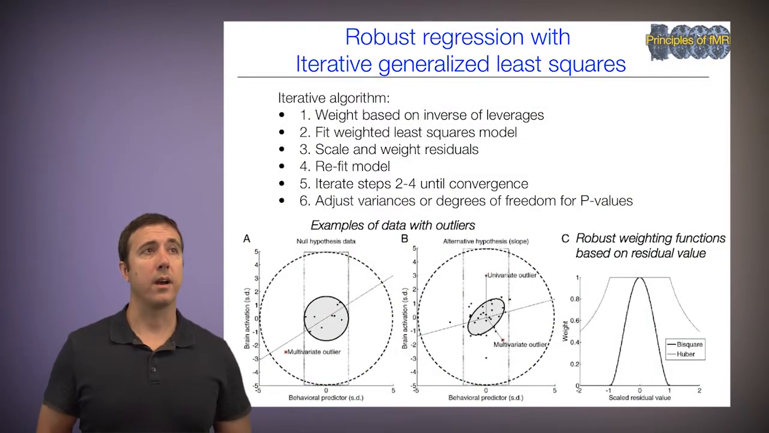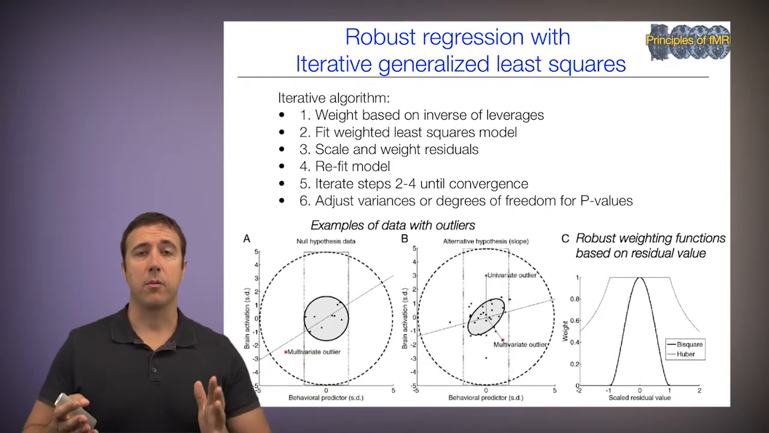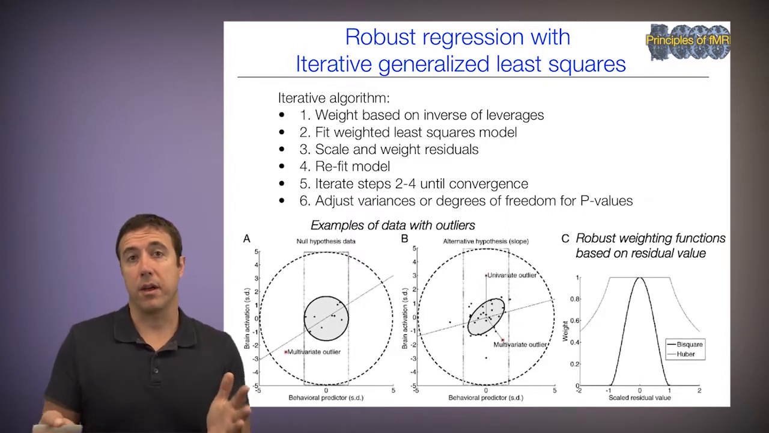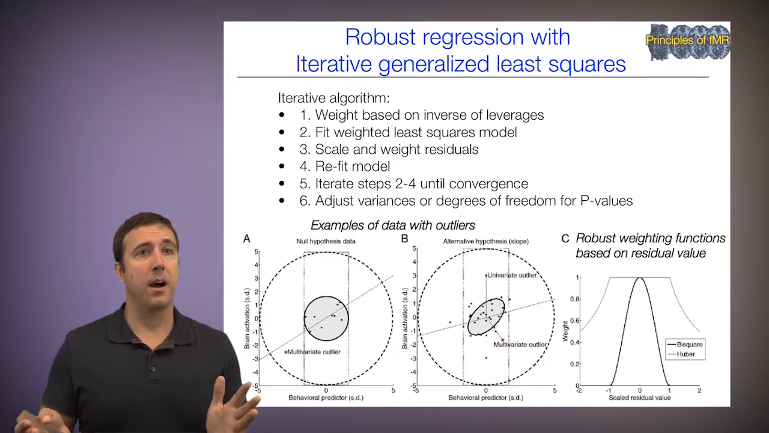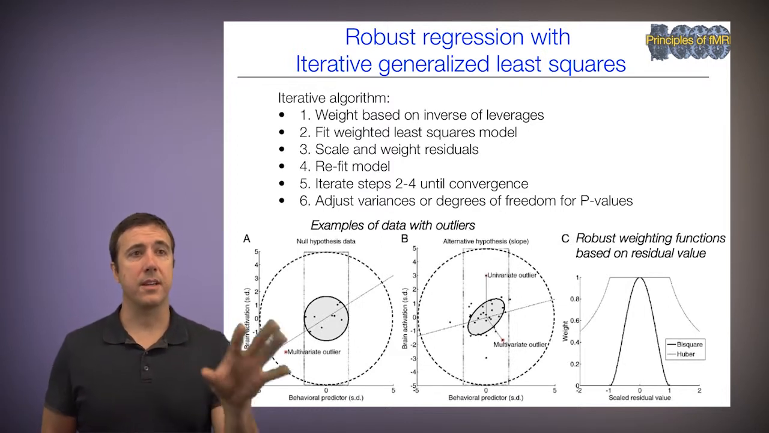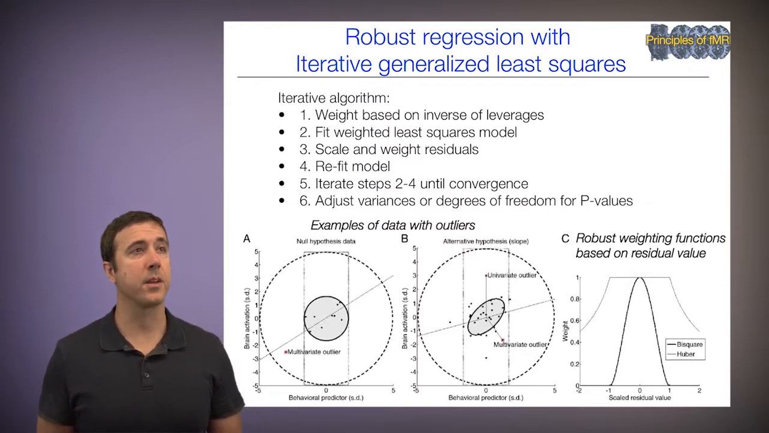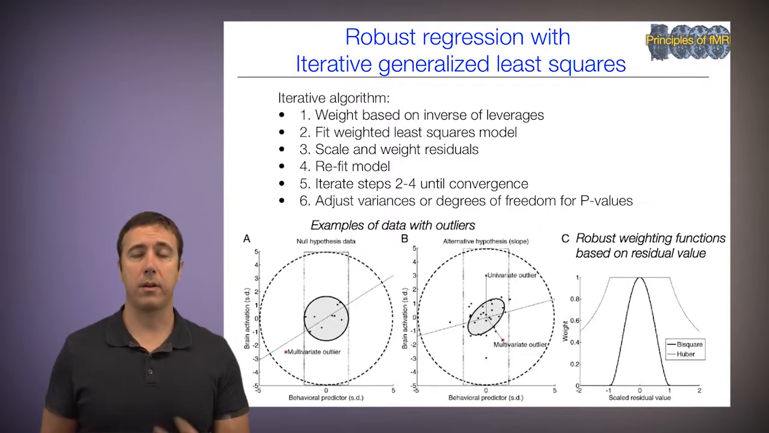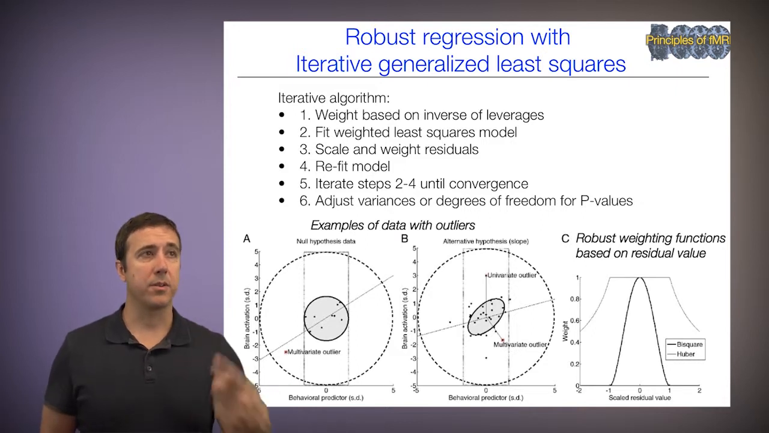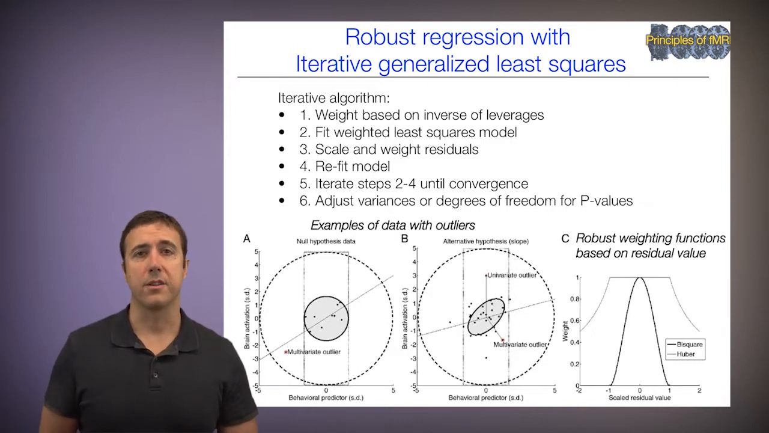First, we often weight based on the inverse of the leverages, so we don't want extreme values to dominate even our initial fit. We fit the weighted least squares model, and then we scale the residuals by a robust estimator of their outlier status, how far they are from the regression line. And we apply a weighting function, which you can see in C. There, down at the bottom, you can see a couple of popular robust weighting functions, the bisquare function or a Huber function. Once we do that, we refit the model with weighted least squares with the extreme values downweighted, and we iterate those steps until the algorithm converges on a solution.